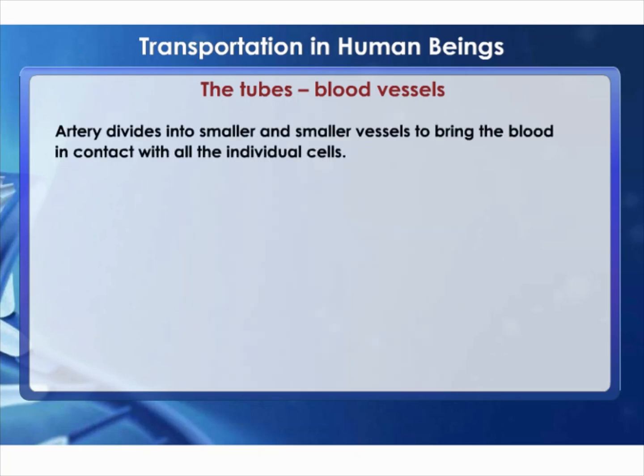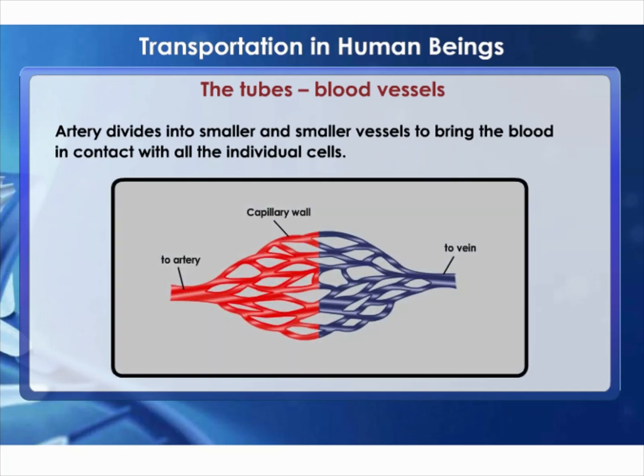On reaching an organ or a tissue, the artery divides into smaller and smaller vessels to bring the blood in contact with all the individual cells. The smallest vessels have walls which are 1 cell thick and are called capillaries. Exchange of materials between the blood and the surrounding cells takes place across these thin walls, and the capillaries then join together to form veins that convey the blood away from the organs or tissues.